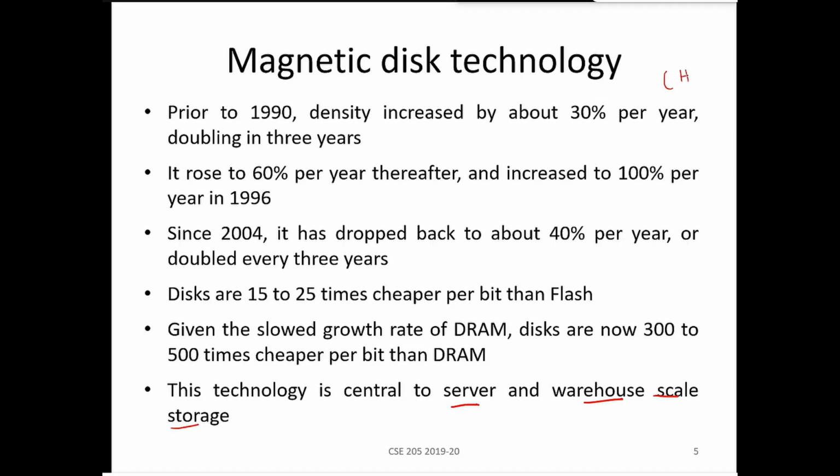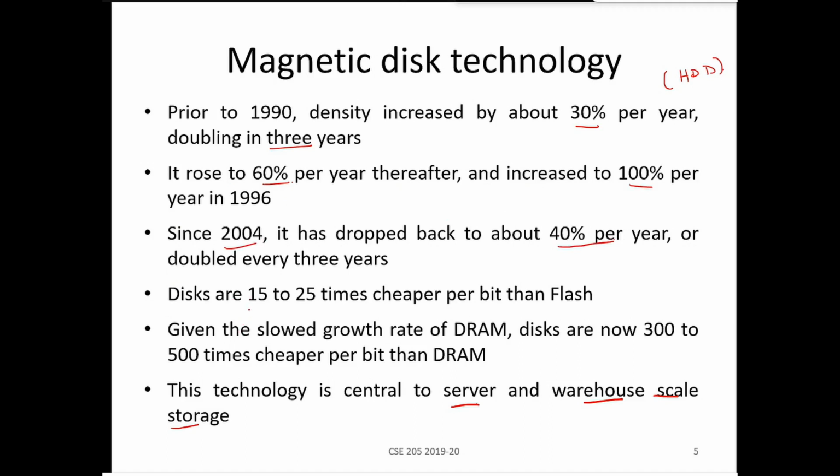Okay, your hard disk. So those things will be useful there. But in our cases, under PMD or laptop, we have just moved to flash memories. Earlier, the density increased 30% per year, then 60%, and even 100% a year; the size kept increasing. Since 2004, it has dropped to 40% per year, or doubled every 3 years. So that has happened.